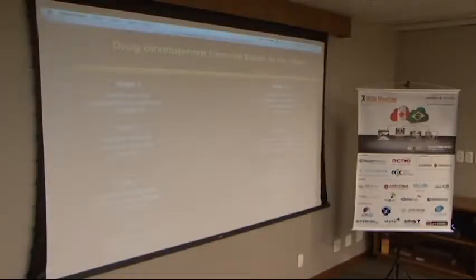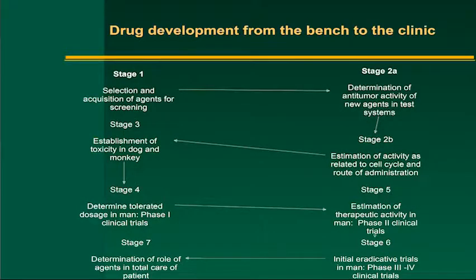Now, the path toward discovery, most particularly the development of a cancer drug, is divided into many stages, and I will go quickly through them. In stage 1, we select an agent, whatever the mechanism, from high-throughput screening, and then we determine the antitumor activity of this particular agent. In stage 2B, we study the mechanism of action of this agent, and in stage 3, we study the toxicity, the tolerance of this particular agent in the dog.